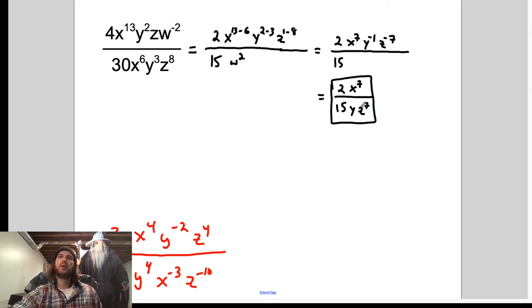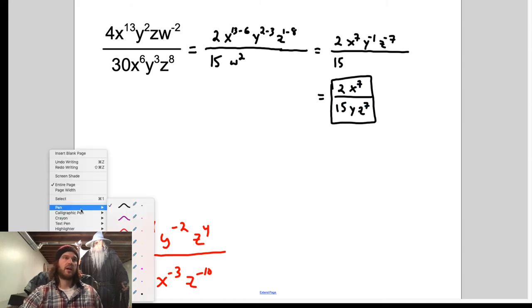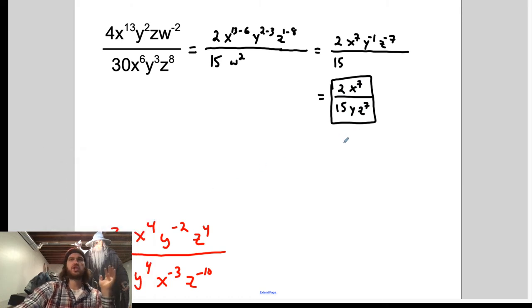Okay. 2 over 15, x to the 7th, y, z. I think we're good. All right. So let's just check our work here, the work in black. If we're thinking about this logically, you can look right here and kind of see your answer. Forget the 4 over 30. 6 x's in the bottom are going to cancel with 6 x's in the top. There will be 7 left in the top.